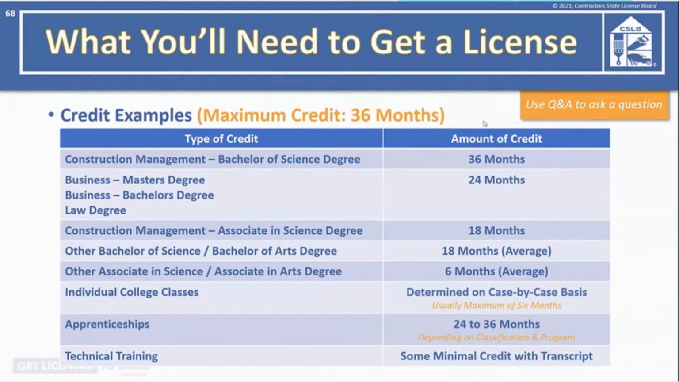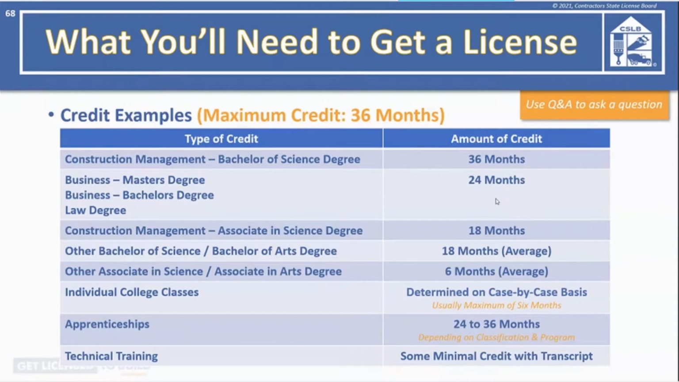Can a bachelor's degree from before 2011 be used? Yes. So we mentioned that the 10-year limitation is on work experience, not on education. So even if you got your education a long time ago, that's fine. You can still submit your transcripts to be considered.